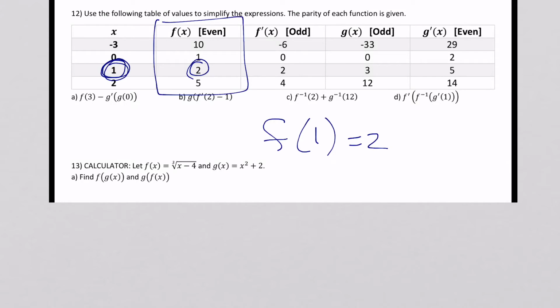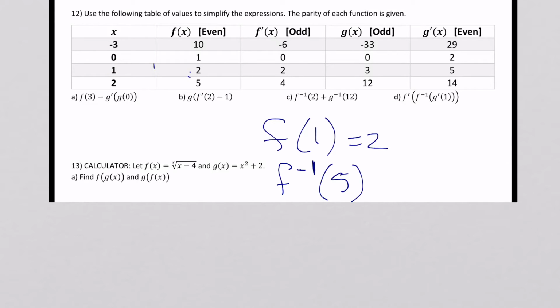If you see something like this, f inverse of 5, that means to do kind of the opposite thing. Inverse functions, x and y swap. So f inverse of 5 is actually saying go to your f column, go to where you see a 5, what's the corresponding x value? So that would be 2 as well, different reason why it's 2.